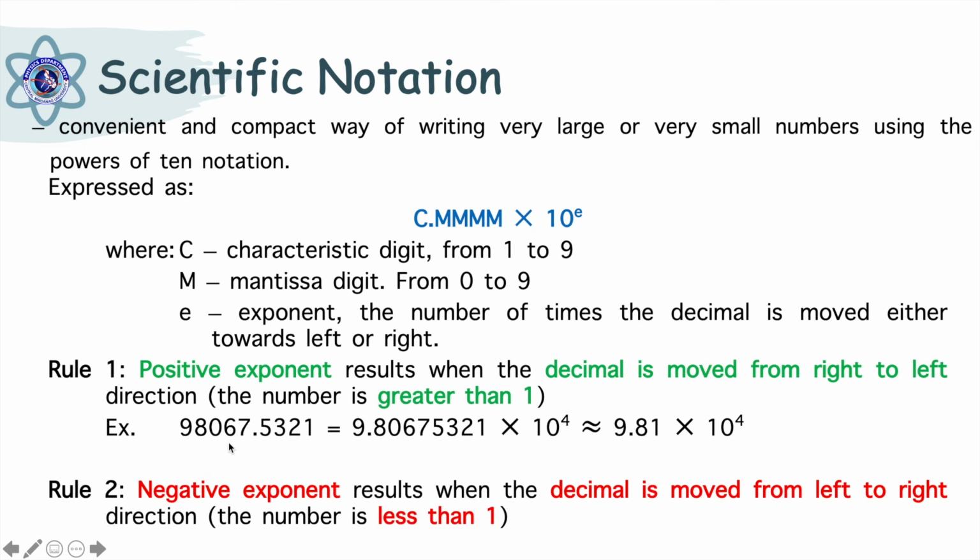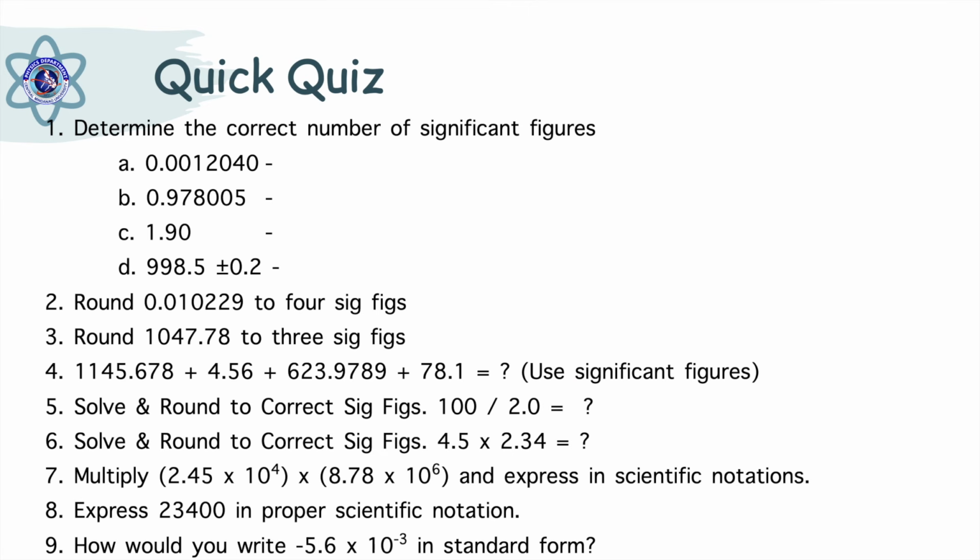Okay, next, rule number 2. Negative exponent results when the decimal is moved from left to right, meaning to say it's a very small number. For example, I have this here. So, ang scientific notation way of writing is 1, 2, 3, 4, 5, 6. So, 8.4 times 10 to the minus 6.